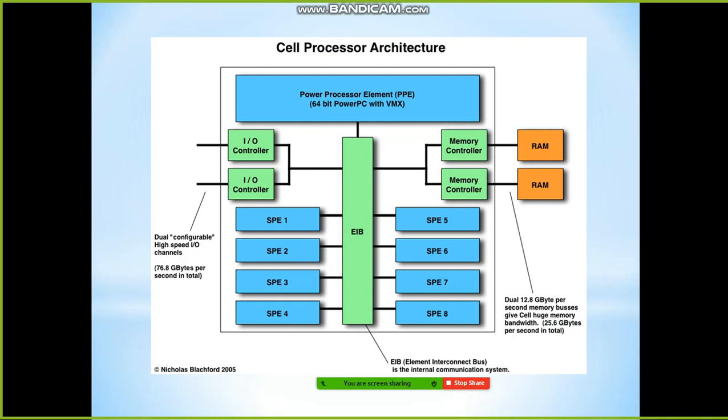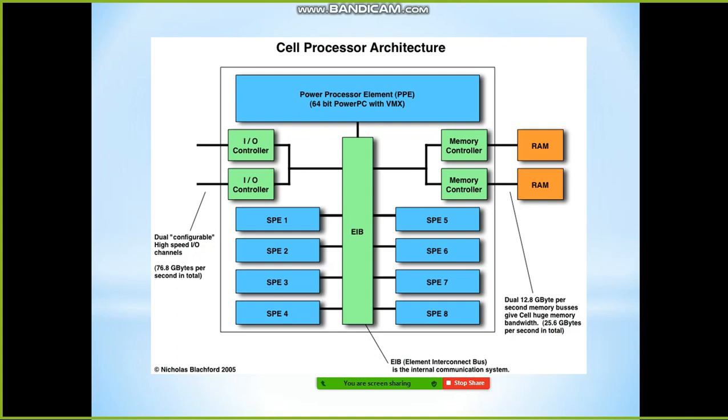The PPE is the main control unit for the entire Cell. It has a 32 kilobyte level 1 instruction and data cache. It also contains a 512 kilobyte level 2 unified cache. PPE is composed of three main units. The first one is an instruction unit, then a fixed point execution unit, and the last one is a vector scalar unit.